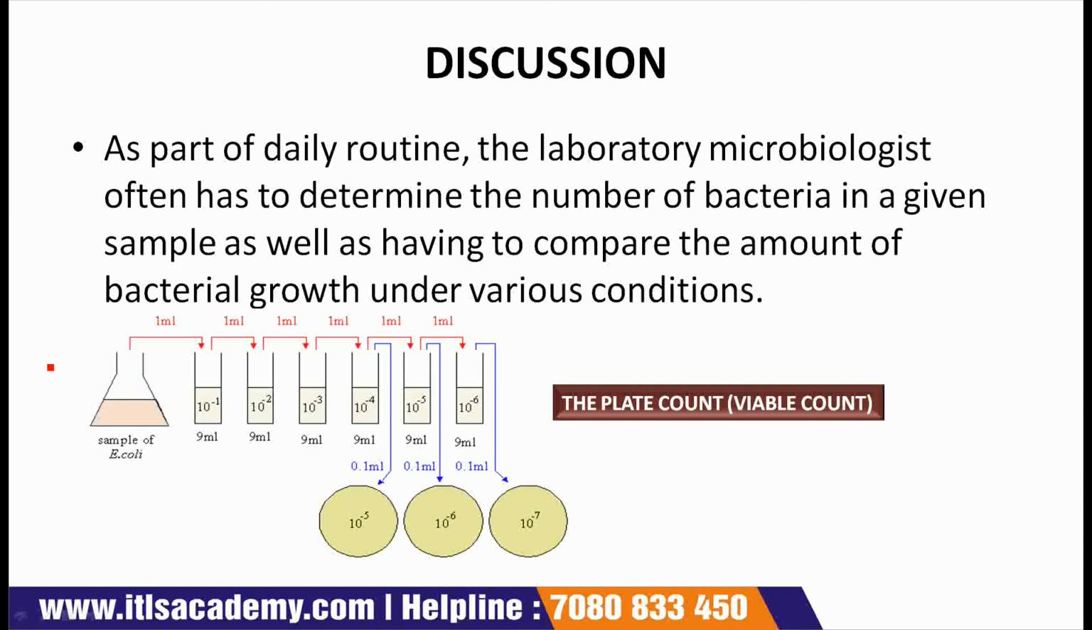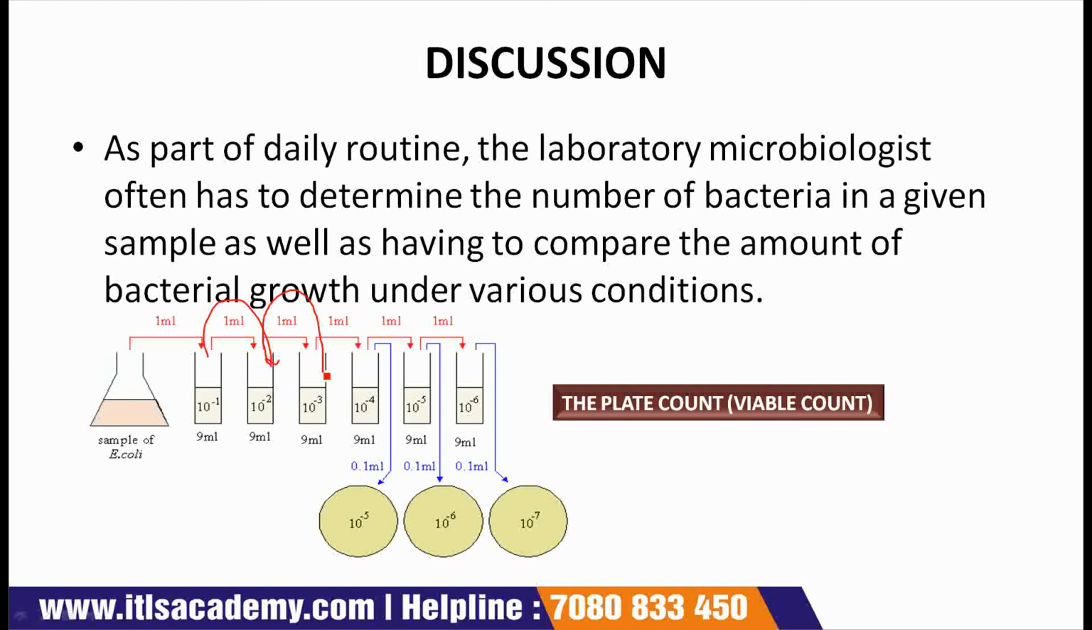So in this diagram, the process of dilution is shown. You can see this sample of E. coli is taken in this flask. 1 ml from this sample is transferred to another tube, and then another tube. This concentration is 10 to the power minus 1, minus 2, and so on. Continuously transfer 1 ml.